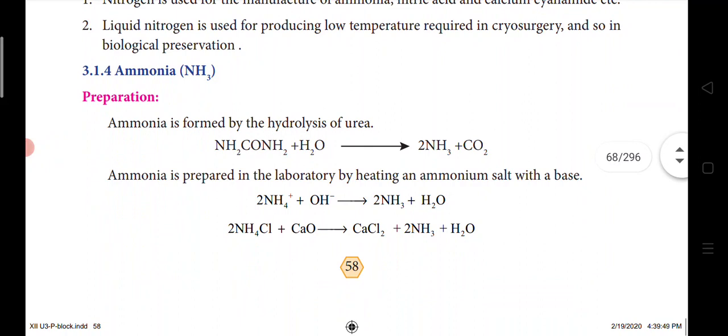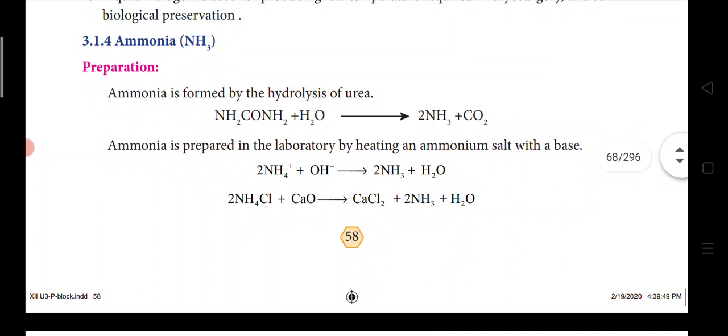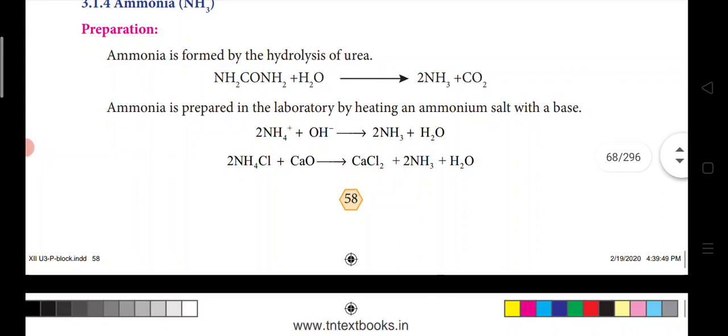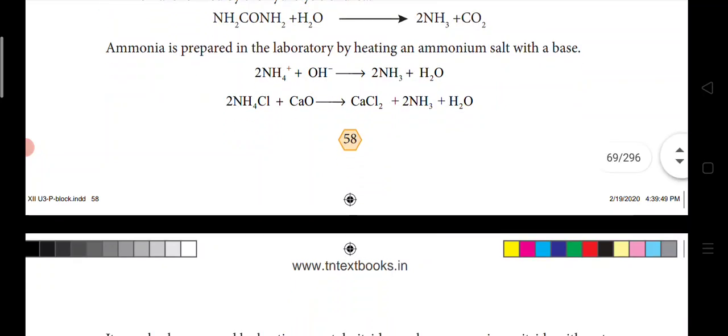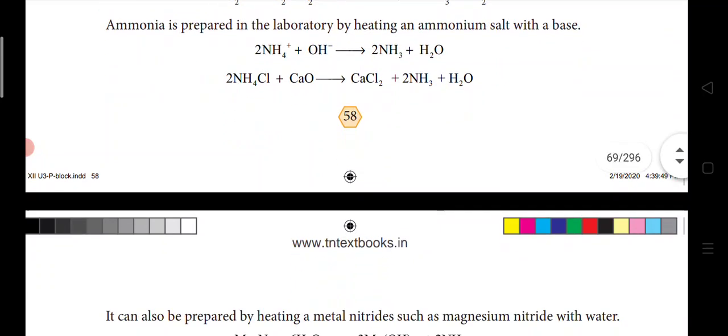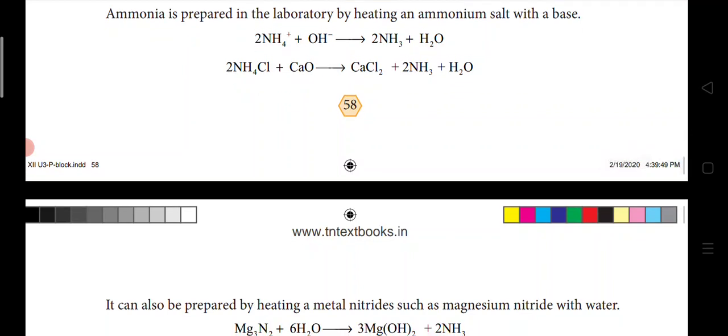Next is ammonia. Moving on to our next compound of this group 15, it is ammonia. Ammonia is formed by the hydrolysis of urea. So NH2CONH2 is urea that reacts with water to give NH3 plus CO2. And ammonia is prepared in the laboratory by heating an ammonium salt with a base. Ammonium, that is NH4, reacts with the base to give ammonia, and ammonium chloride again reacts with calcium oxide, which is a base, to give ammonia.